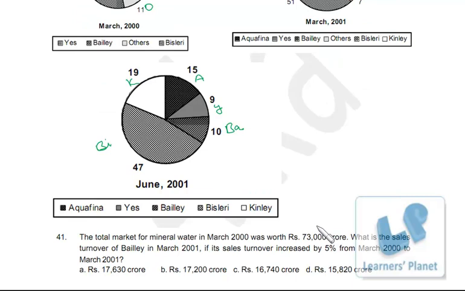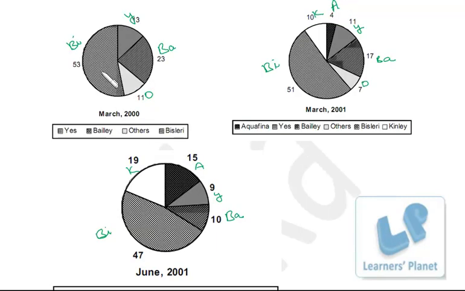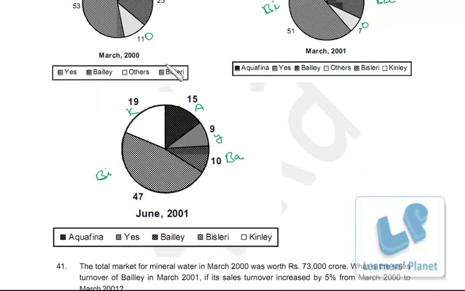Now we take the very first question. The total market for mineral water in March 2000 was worth rupees 73,000 crore. What is the sales turnover of Bailey in March 2001 if its sales turnover increased by 5% from March 2000 to March 2001? So here we have been given the percentage breakup of each brand, right? So Bailey is 23%, right? 23% of 73,000 crore. So I can write down 73,000 into 0.3, and there is an increase of 5%.